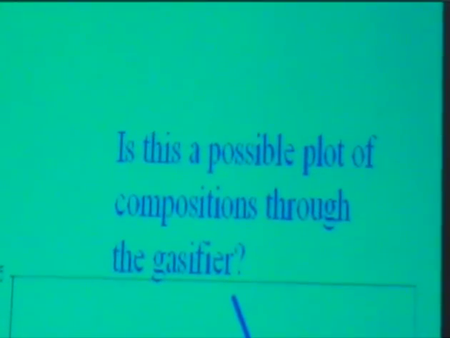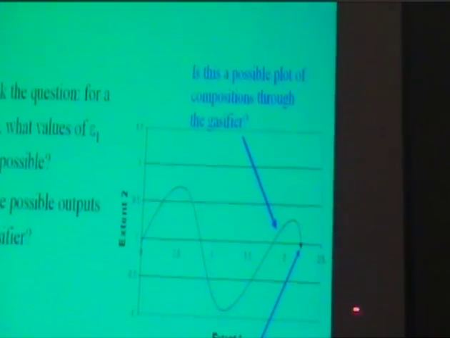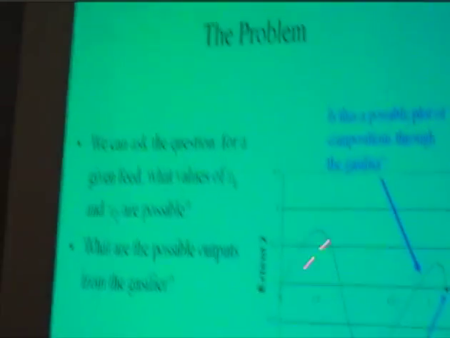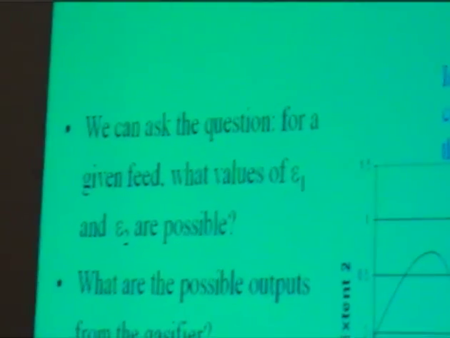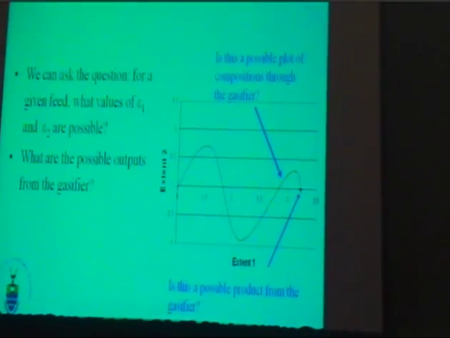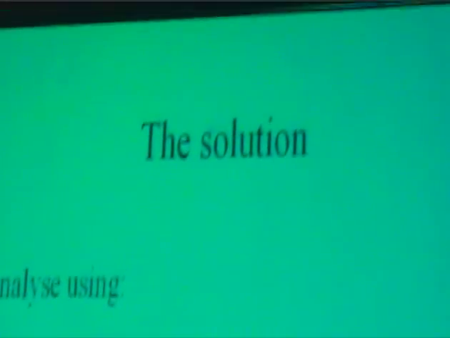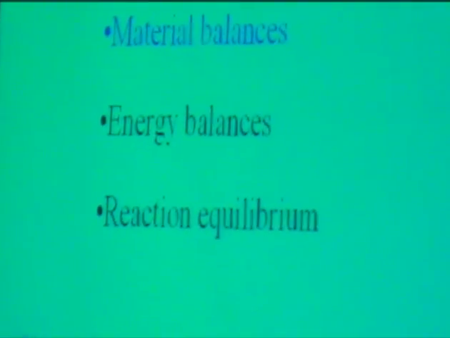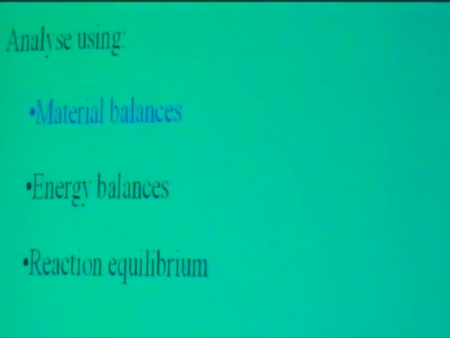And then the question is, if we do a plot of extent of reaction 2 versus extent of reaction 1, what are possible products from the gasifier? We've drawn some funny lines there and asked, is that a possible gasifier route that one could get? So we're going to use only material and energy balances and reaction equilibrium.